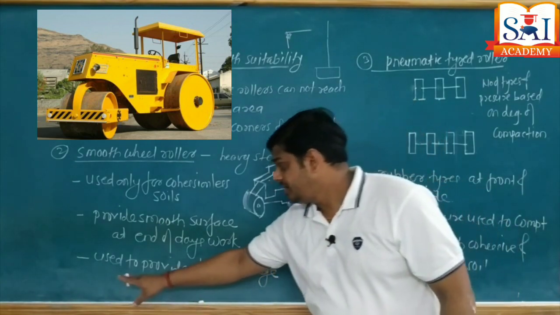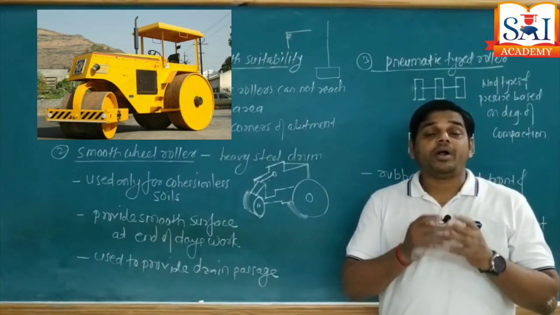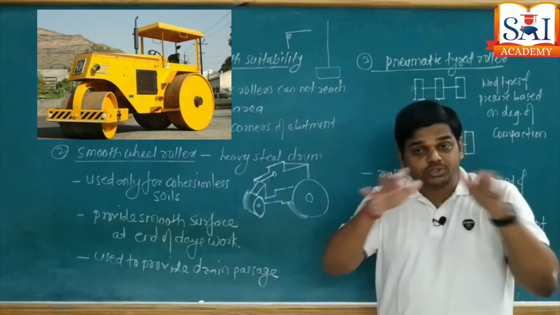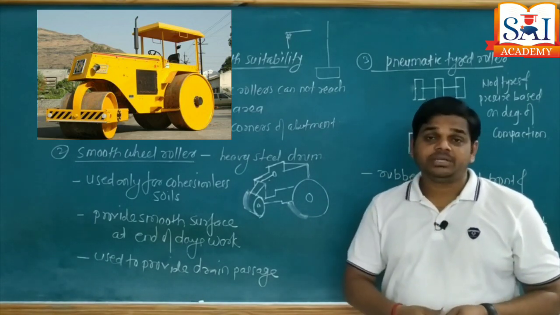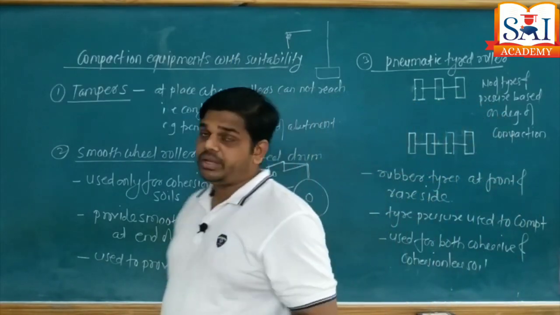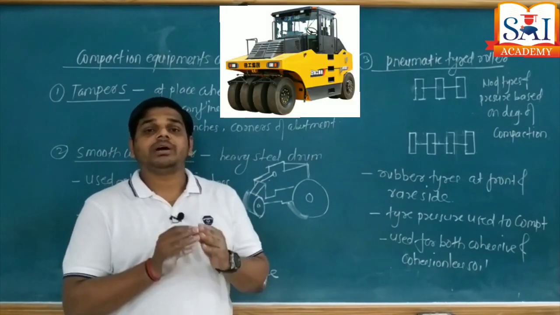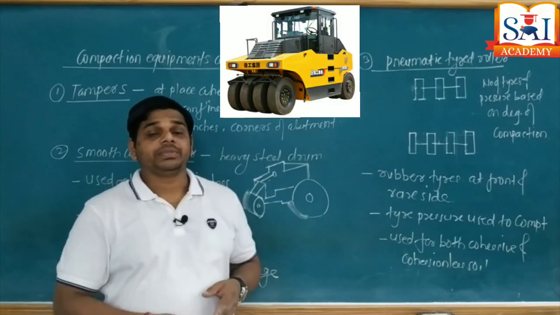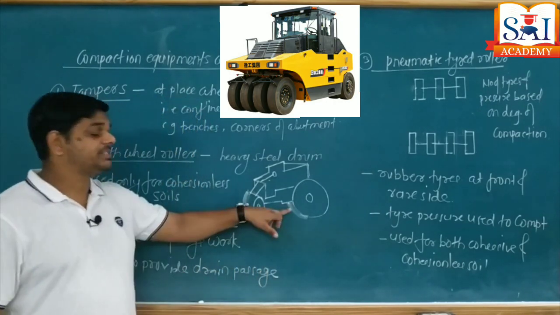Again, it is used to provide drainage passage. Whenever there is a problem of a ponding situation, to provide the cross slope to the road surface, that is to create the camber, we use the smooth wheel rollers. Okay, now number 3 is the pneumatic tire roller. The word pneumatic comes because of pressure, and tire means we are going to use rubber tires instead of a steel drum.